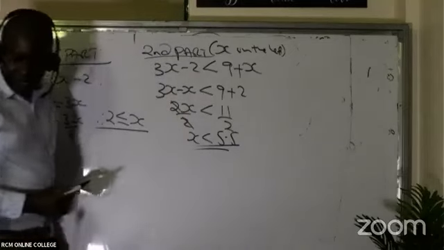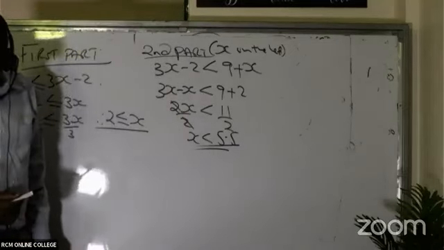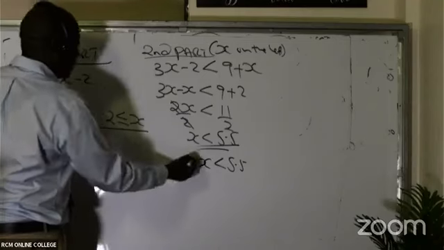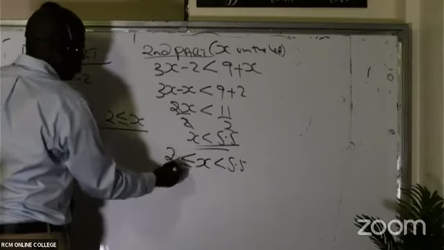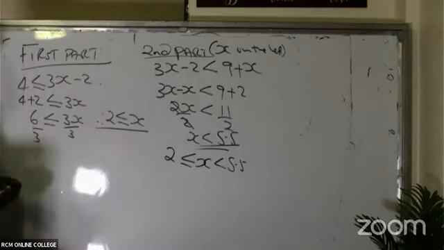So then the gentleman come and write the combined inequality. So the combined inequality, what do we have? I have my x, the way it is appearing, less than 5.5, but greater or equal to what here? To 2. Then now from there, go ahead and give us the integers.